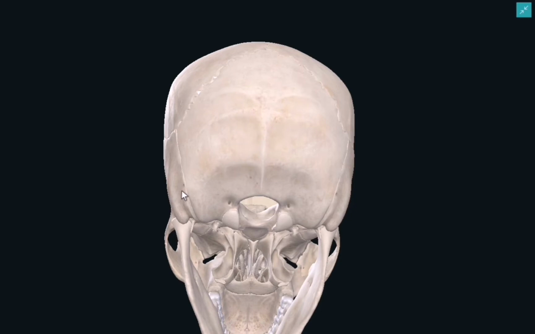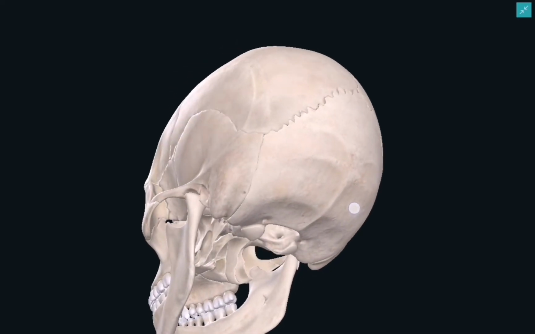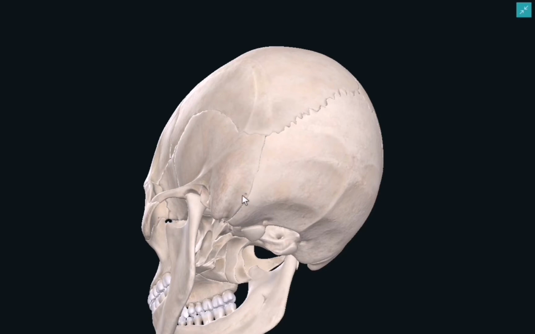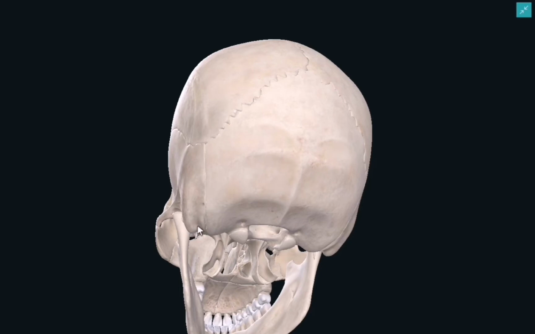What about the mastoid process? Rotate like that to see. Here is a foramen, and it is called the mastoid foramen, also for the emissary vein. And this depression that we notice here, this groove, is called the mastoid notch. This groove is the mastoid notch.